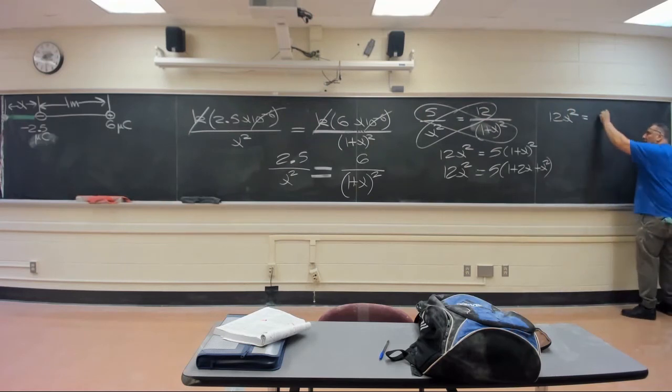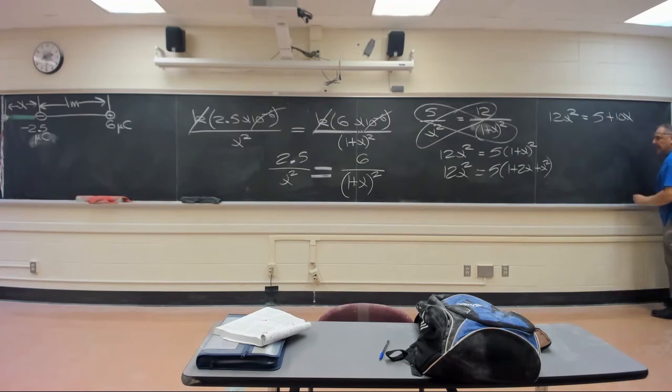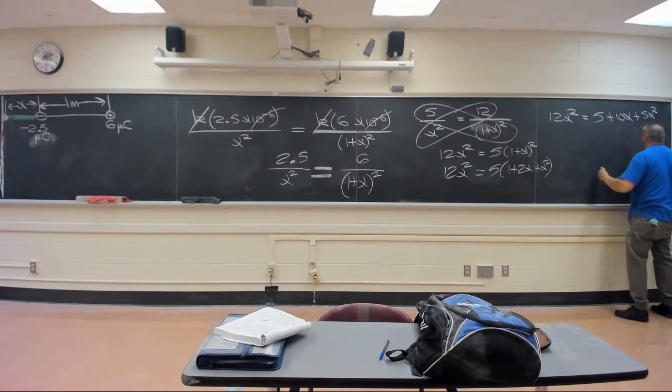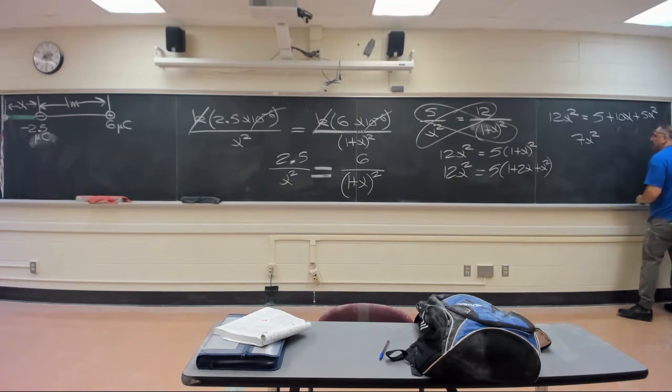12x squared is 5 plus 10x plus 5x squared. Let's get everything over to the left-hand side. Let's add a negative 5x squared on each side. Let's add a negative 10x on each side. Let's add a negative 5 on each side. We get 7x squared plus a negative 10x plus a negative 5.